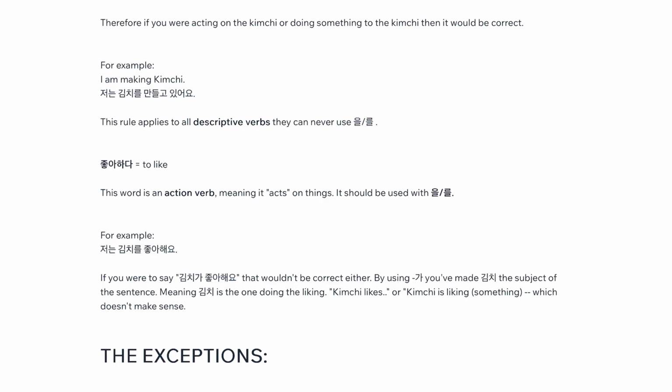When we use 좋아하다, we're saying to like. So do not use 좋아하다 to say something is good. Only use it to say that you like something. So if we're saying instead of this, 김치가 좋아해요, 땡, incorrect, unnatural. By using 가, you've made kimchi the subject of the sentence in that case, meaning that kimchi is the one doing the liking. So that's like saying kimchi likes blank. The kimchi likes me. You know, it doesn't make sense. We want to be the one liking it.